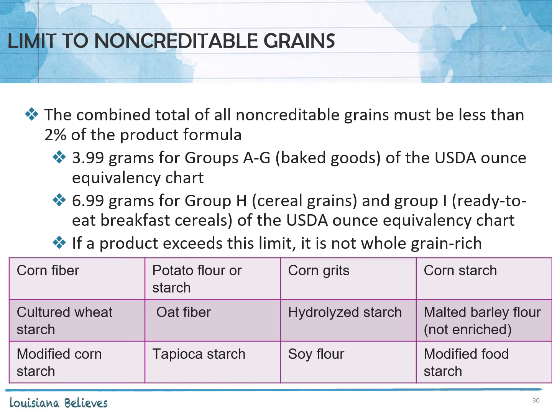We won't go into too much detail here, but there is also a limit for non-creditable grains. Only whole and enriched grains are creditable. Non-creditable ingredients cannot credit toward the grain component or the whole grain rich requirement. If grain products included these ingredients, they must be present at levels less than 2% of the product formula for the product to meet the whole grain rich definition.